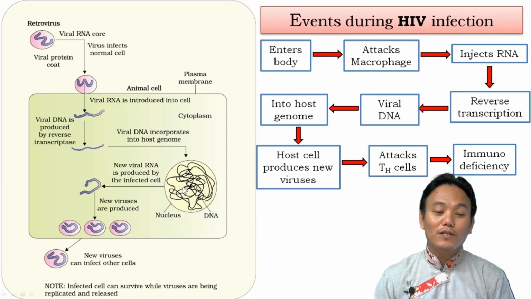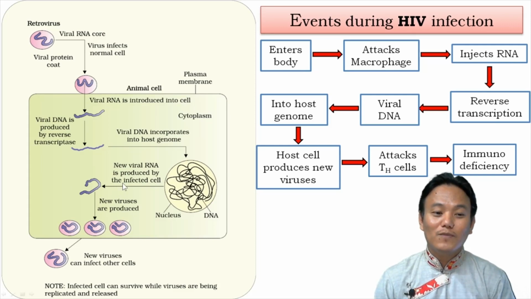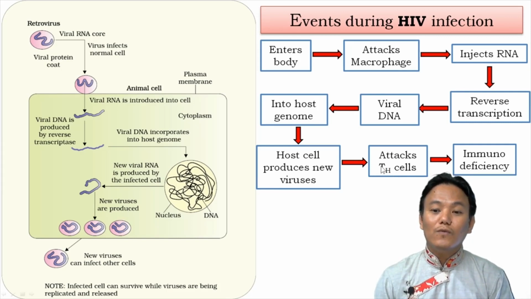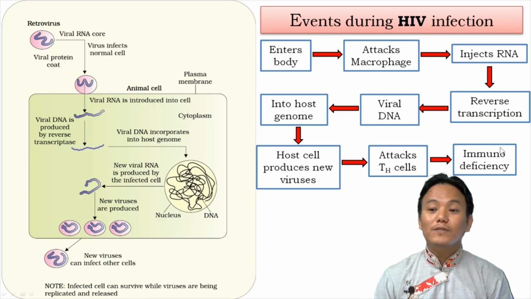Now this particular host cell starts producing new viruses. Therefore, this particular macrophage acts like an HIV factory. These new viruses go outside and start infecting other cells. They can attack other cells like helper T lymphocytes and other macrophages as well, during which the number of helper T lymphocytes starts reducing because the virus kills them. Now, when a significant number of helper T lymphocytes get killed, the person suffers from immunodeficiency or AIDS.